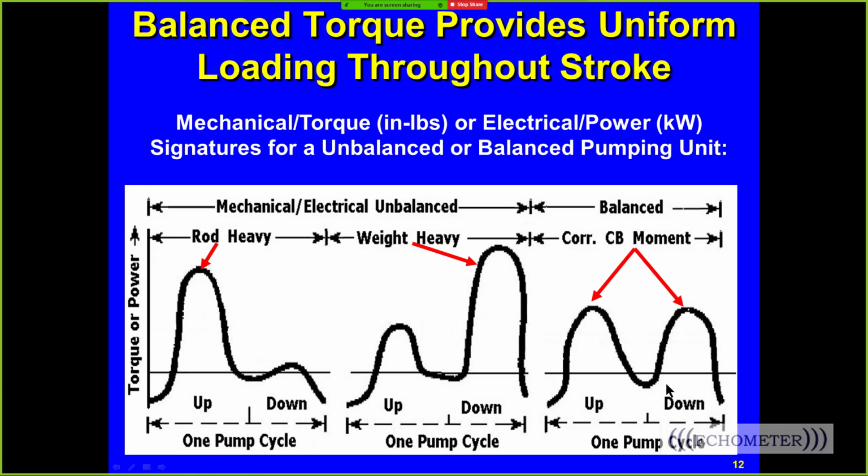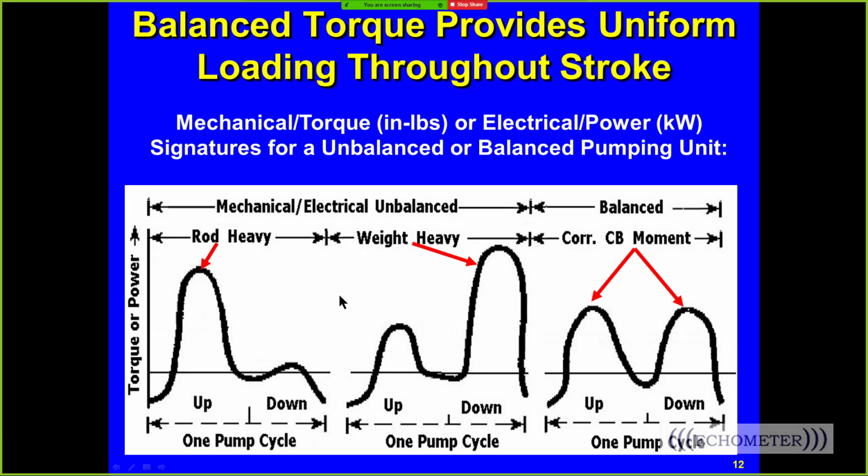So when you look at these three graphs here, there's the upstroke and the downstroke for one pump cycle, and then here's another upstroke and downstroke, and here's one more. When we look at this signature, this would be for a conventional pump unit, and we would say that the upstroke net peak torque, or net kW, is much higher than the downstroke. We're spending a lot more energy trying to lift the rods than we are trying to lift the weights, so we would classify this signature as rod heavy.